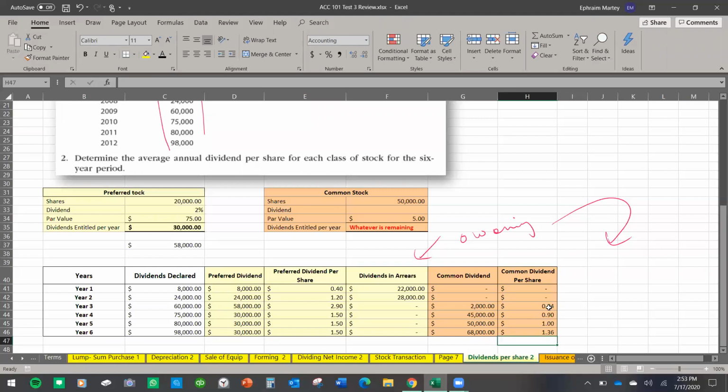So that is how you do earning per share. That is how you distribute a dividend. Remember always that you need to pay preferred stock first. Okay, and whatever is left goes to common stock. If nothing is left, common stock gets nothing.